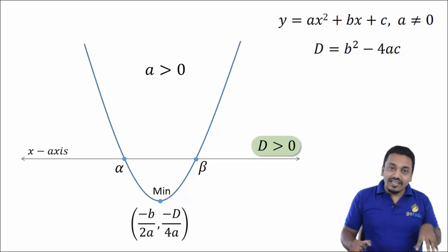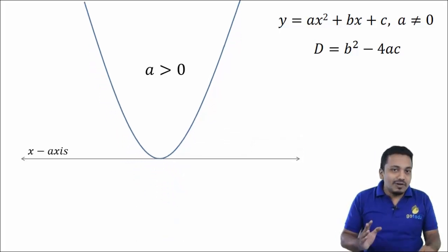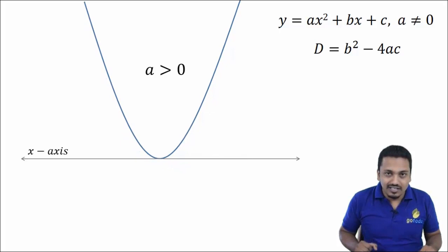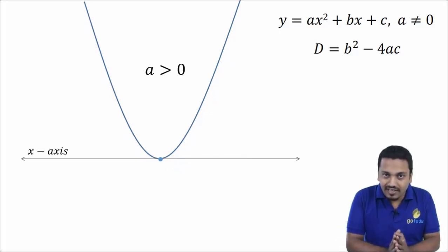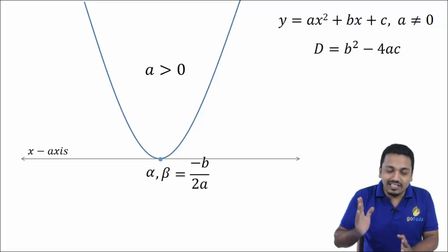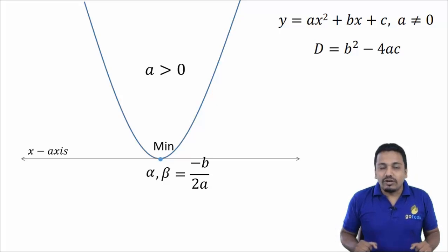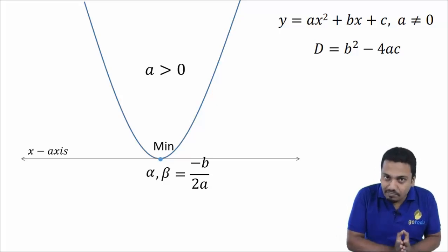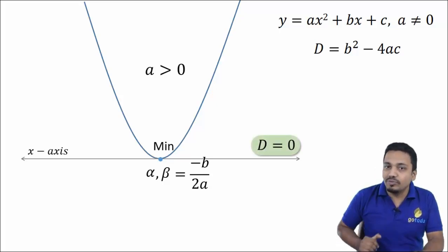Now instead of cutting, if this graph simply touches the x-axis, then both the roots will be equal and will lie on this point only. Alpha is equal to beta is equal to minus b by 2a. Even the minima will lie on this point only. And for this case to happen, the discriminant has to be 0.